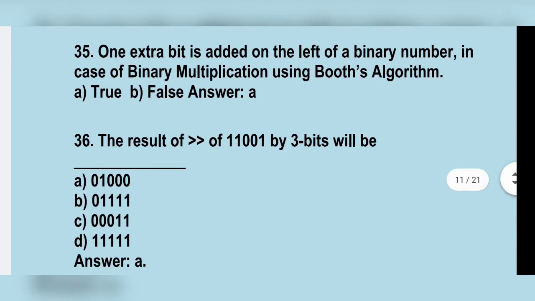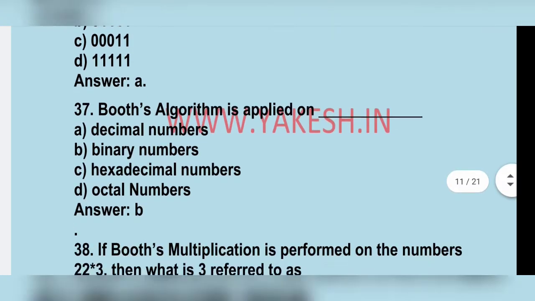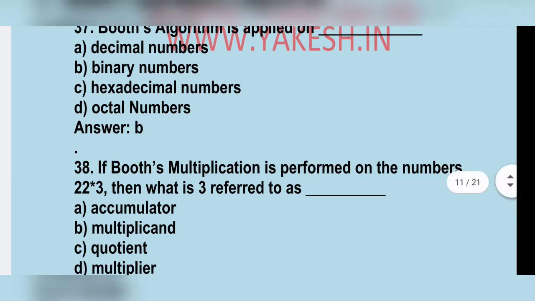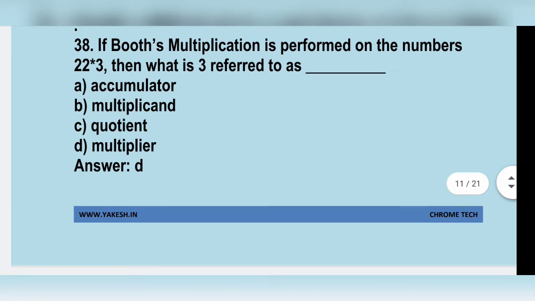One extra bit is added on the left of the binary number in case of binary multiplication using Booth's algorithm. Option A, true, is the correct answer. The result of 11001 shifted by 3 bits will be option A, 01000. Option A is the correct answer. Booth's algorithm is applied on option B, binary numbers. If Booth multiplication is performed on the numbers 22 into 3, what does 3 refer to?